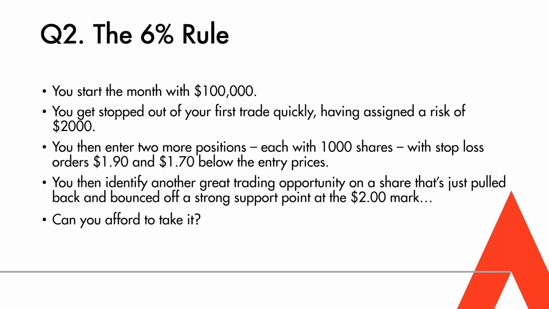You then enter 2 more positions, each with 1,000 shares, with a stop loss at $1.90 and $1.70 below the entry prices. You then identify another great trading opportunity on a share that just pulled back and bounced off strong support at $2. The question is, can we afford to take this trade? Let's take a look.